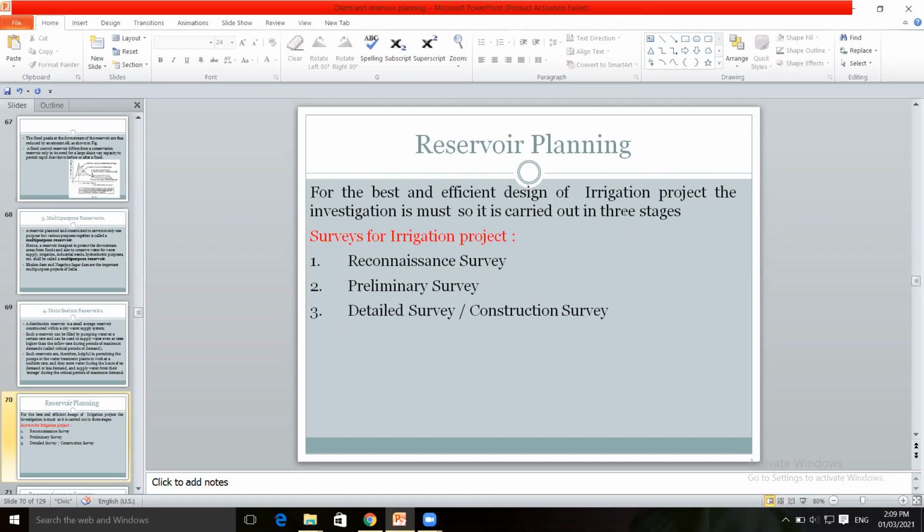In that, there are various surveys carried out. त्यामध्ये first reconnaissance survey is done, preliminary survey is done, and in third stage, detailed survey or construction survey is done. These are the 3 stages of investigation for reservoir planning. Reconnaissance survey, preliminary survey, and detailed survey. These are the 3 surveys which are carried out for an irrigation project.